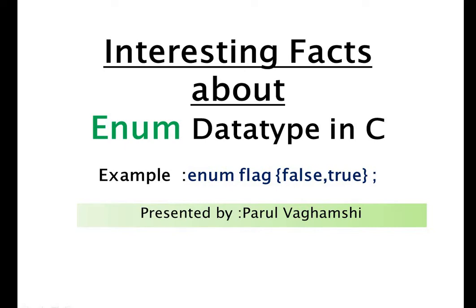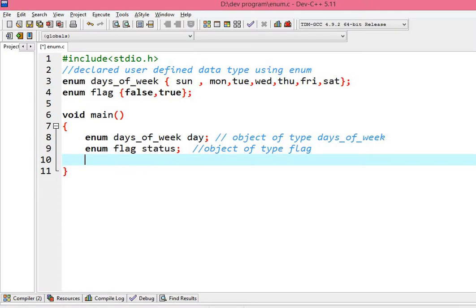Hello everyone, welcome back. In this video lecture I'm going to reveal some interesting facts about the enum data type in C. But before that, we will complete the pending task of my previous video. That is, I want to demonstrate how you can implement the Boolean data type using enum in C. So let's see what happens.